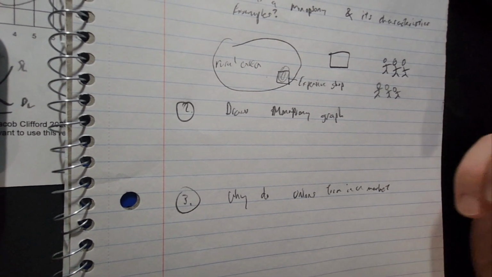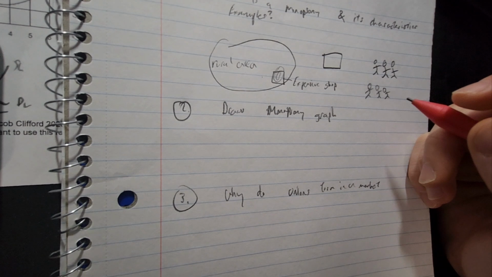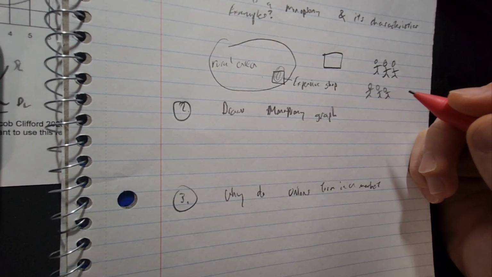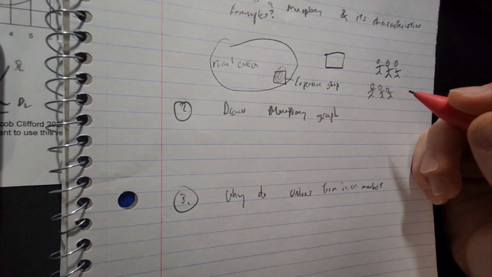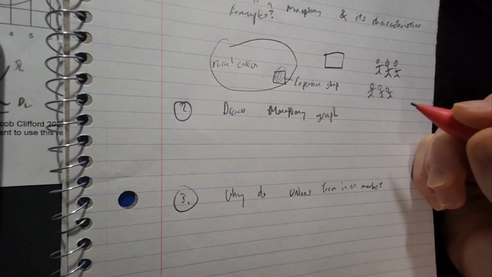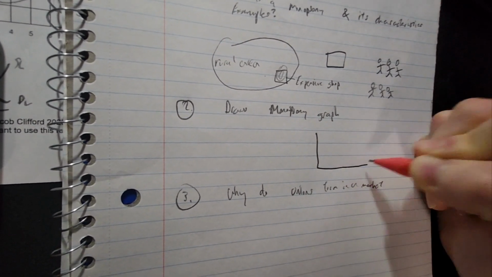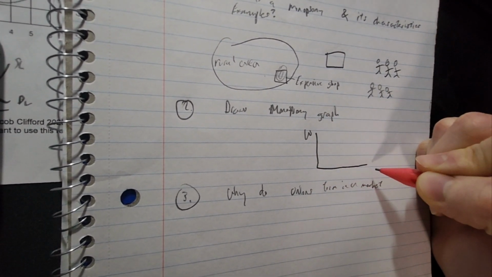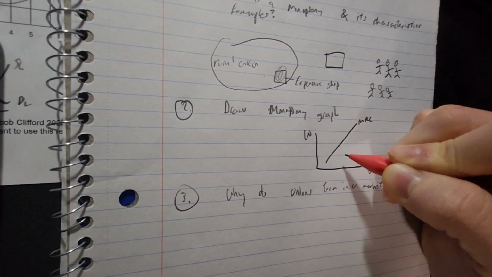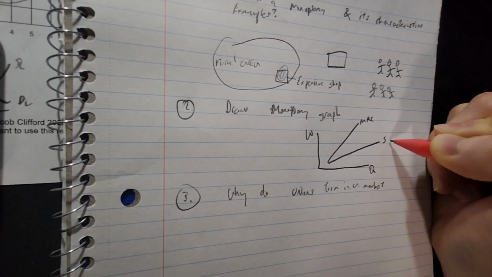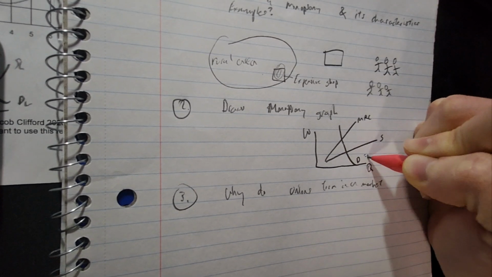The next question asked us to draw a monopsony graph and explain why the MRC is greater than supply and the optimal number of workers that the monopsony would hire, plus show the wage of the monopsony. So for a monopsony graph, you would have a wage and quantity. And this would be MRC. This would be supply. And this would be demand, which is MRP.